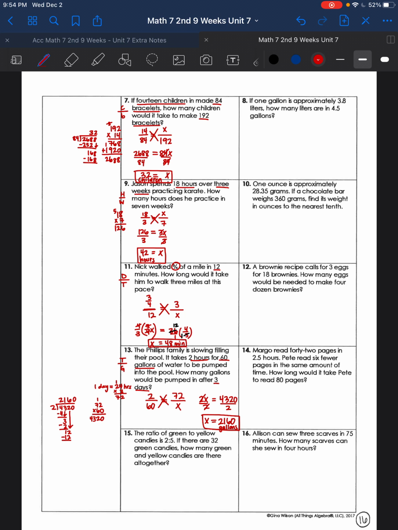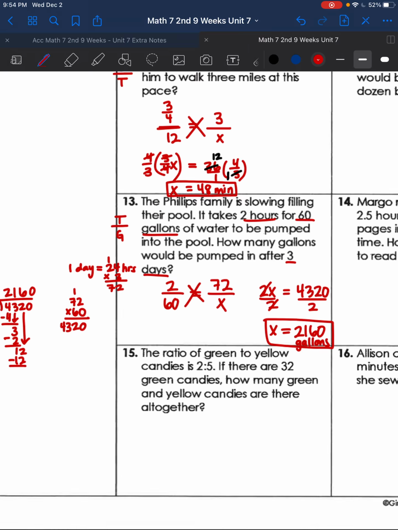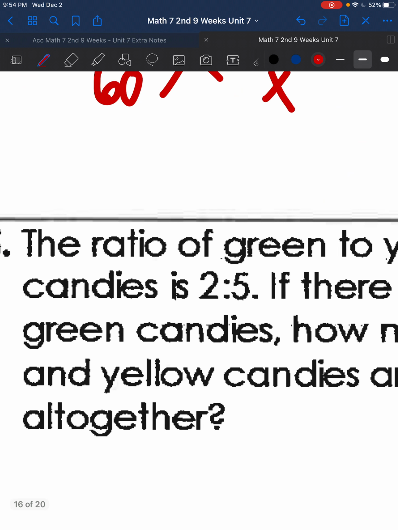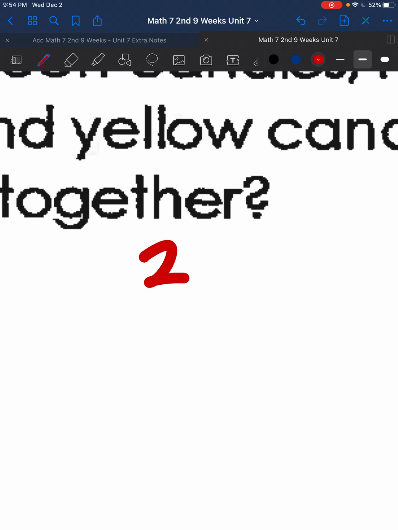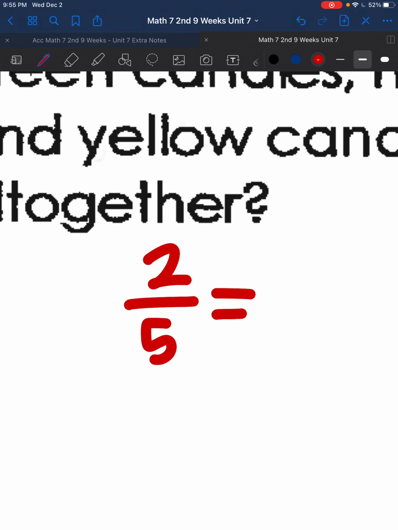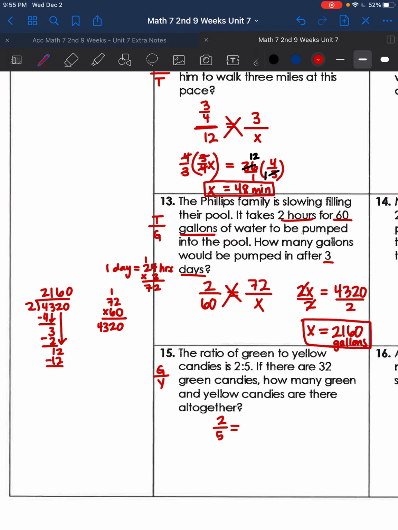Okay, last one, number 15. The ratio of green to yellow candies is 2 to 5. If there are 32 green candies, how many yellow candies are there altogether? Sorry, I was getting kind of tongue-tied. Okay, so let's start with what we know. Green to yellow candies is 2 to 5. So I'm going to do green to yellow. Okay, so 2 to 5.